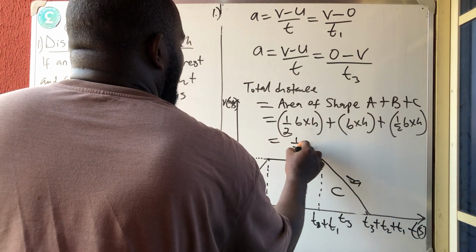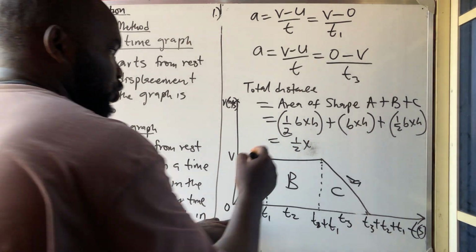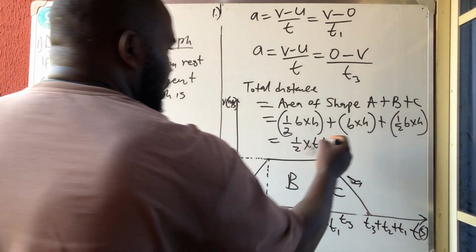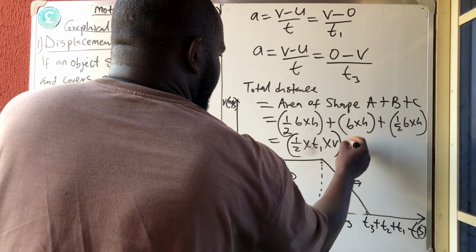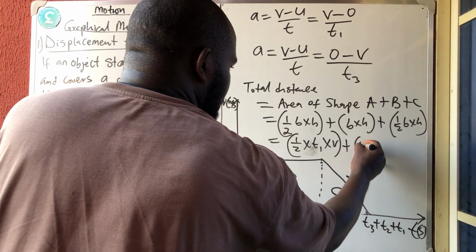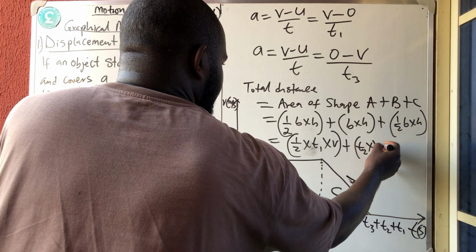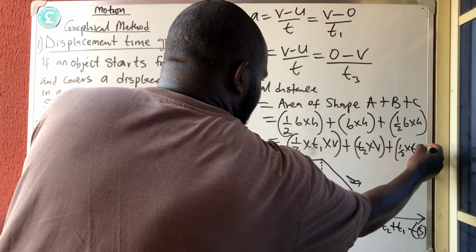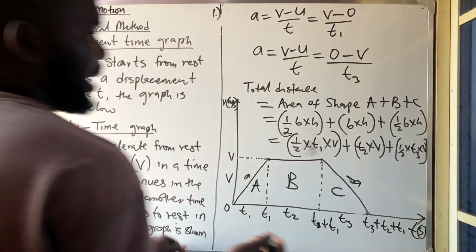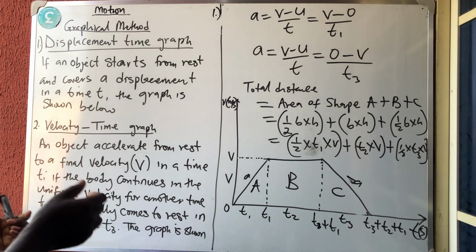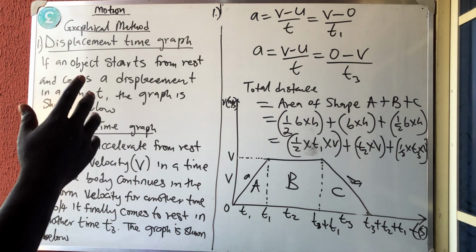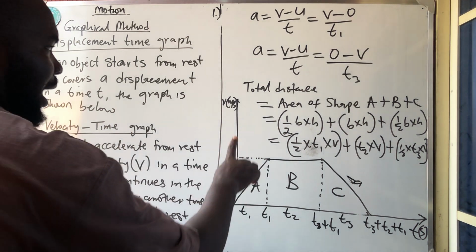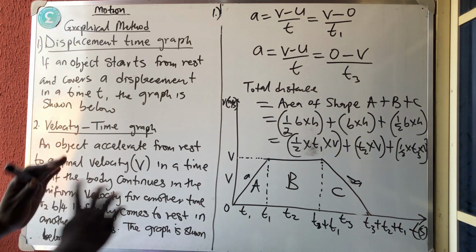So what do we have? 1 over 2 times, what is the base? You see that the base here is T1 times the height from here to here, which is your V, plus the base here is T2 times your V, plus 1 over 2 times the base here, T3, times your height, V. As simple as that. These are the only things they can ask you. The next thing they can ask you is the average velocity. The average velocity means the total distance over the total time. That's the last thing they can ask you here.